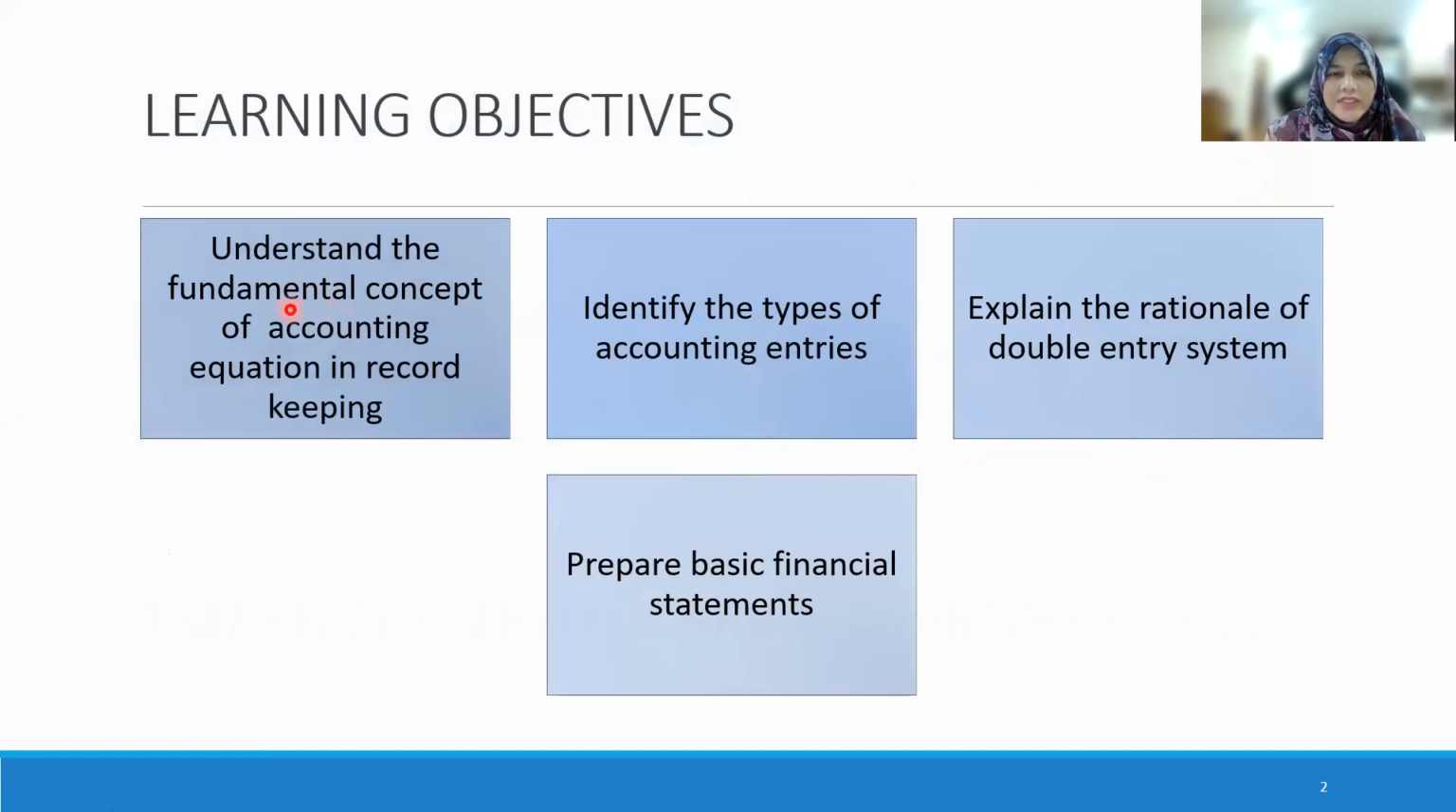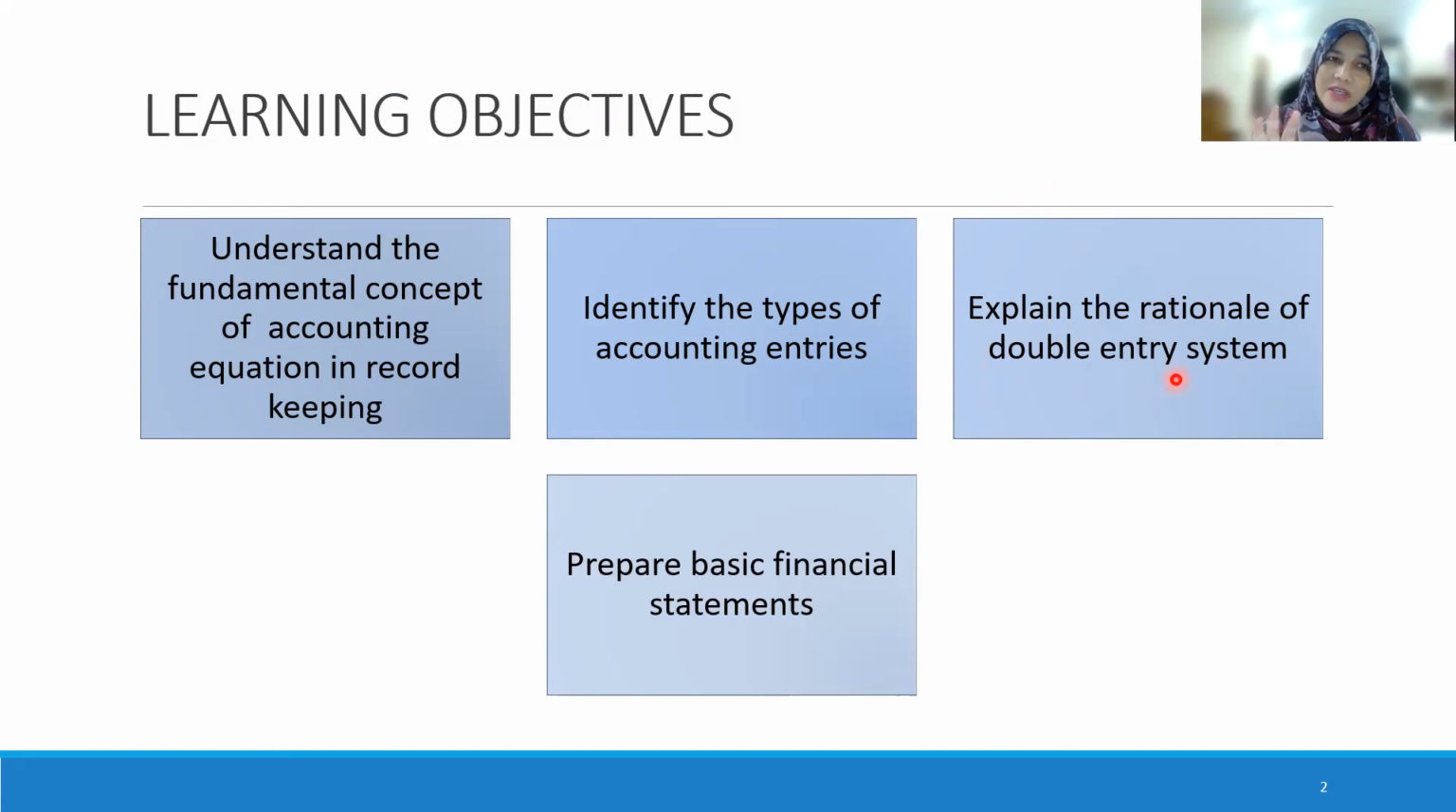So at the end of the session, you would be able to understand the fundamental concept of the accounting equation in record keeping. You already understand what the accounting equation is and how it is reflected in record keeping. You will identify the types of accounting entries, explain the rationale of double entry, and prepare the basic financial statement. So at the end of the session, you would see how the financial statement is being prepared. It's a simple one. And then you will learn what double entry is.